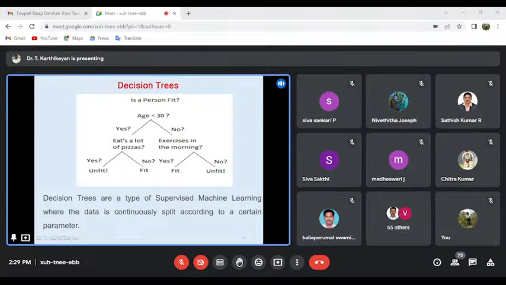So this type of algorithm is called decision trees. Each question can have two different answers. Based on the answers, the next question will be asked. So likewise, we can analyze the data and we can have our solutions. So decision trees are a type of supervised learning, where the data is continuously split according to a certain parameter.